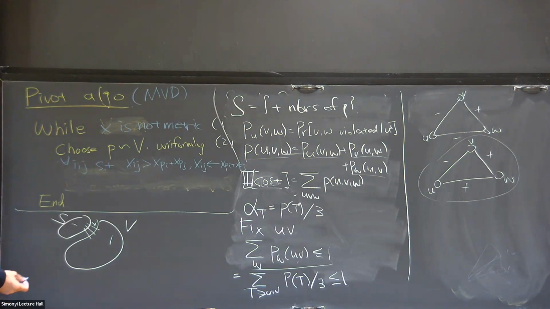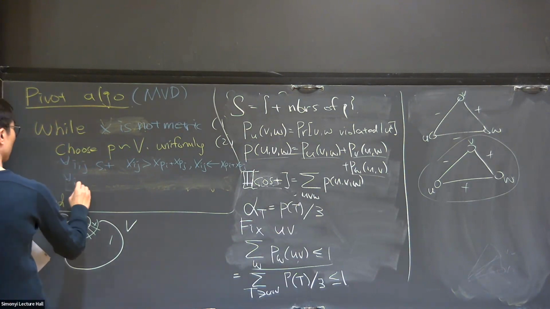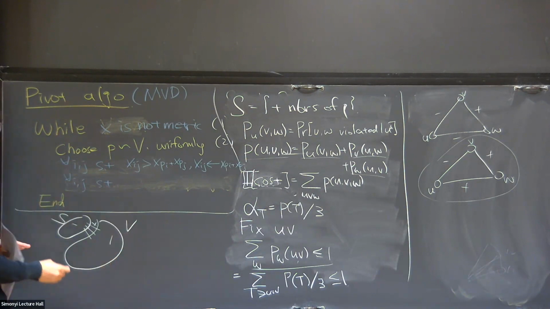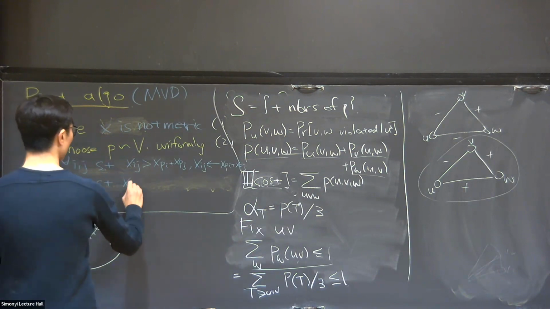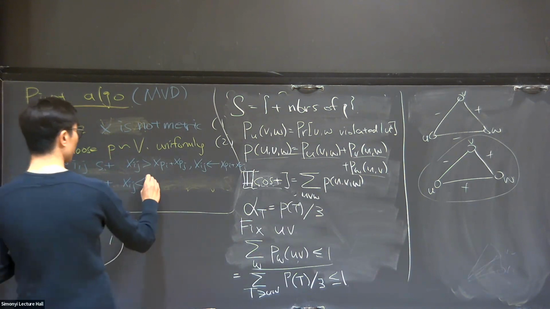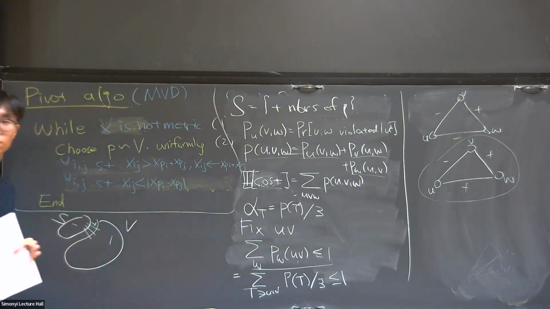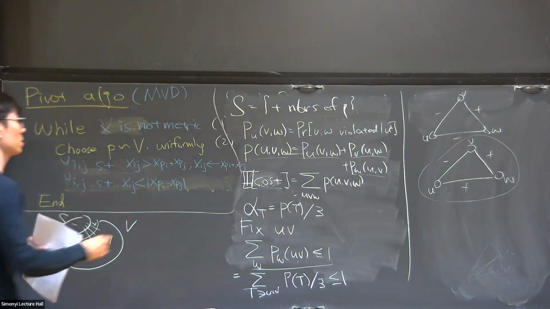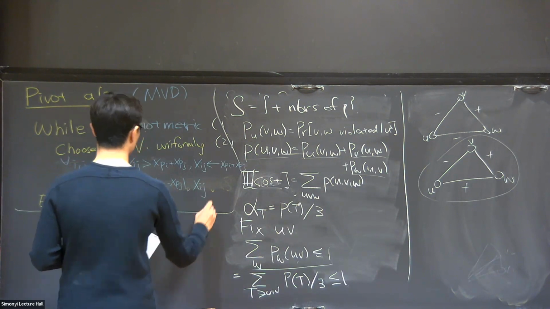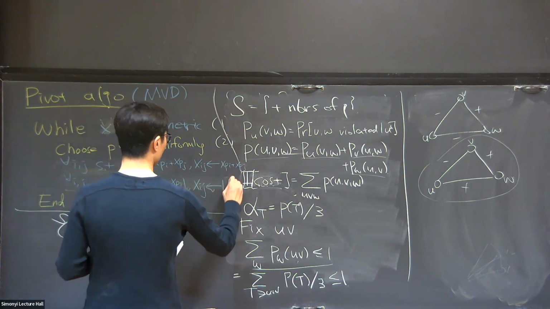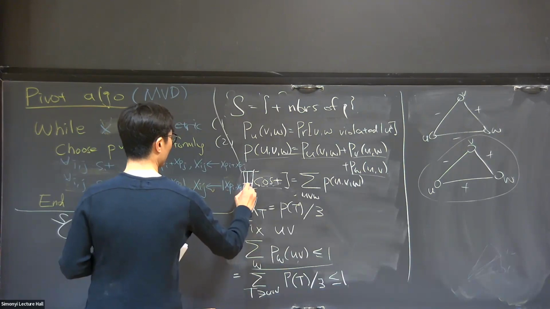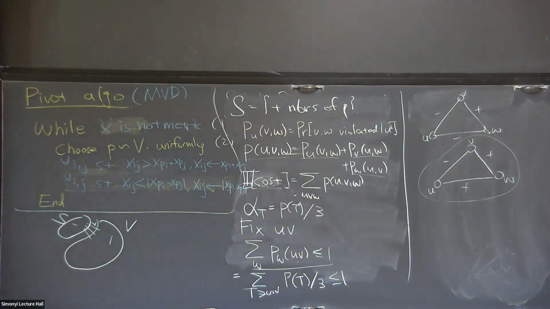And then another case is that Xij is too small. Perhaps Xij is less than that, then again minimally change. That's the whole algorithm. So your first question is: is it even ending?